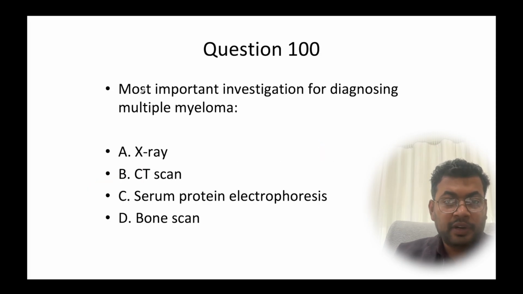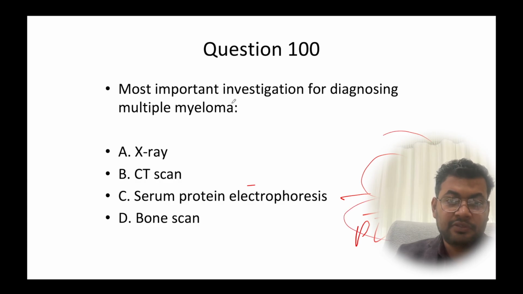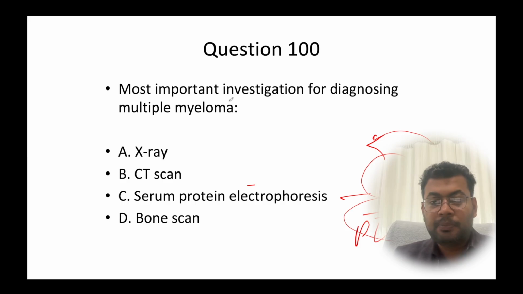Most important investigation for diagnosing multiple myeloma. X-ray, CT, serum electrophoresis, bone scan. Answer is C, serum electrophoresis. It will have an M protein, M band, that confirms plasma cell dyscrasia, and this is diagnostic for multiple myeloma. If we get this, we do not even repeat the biopsy for proving multiple myeloma or plasmacytoma.